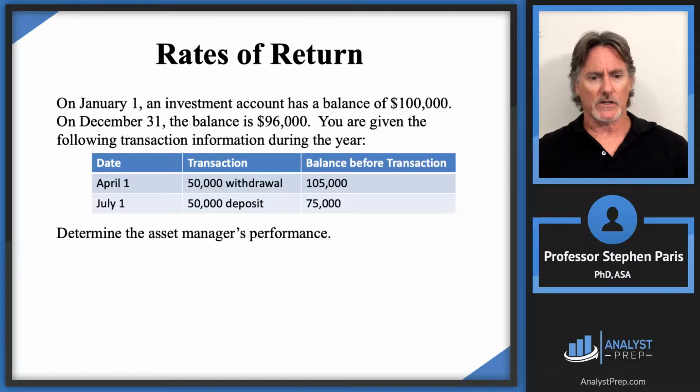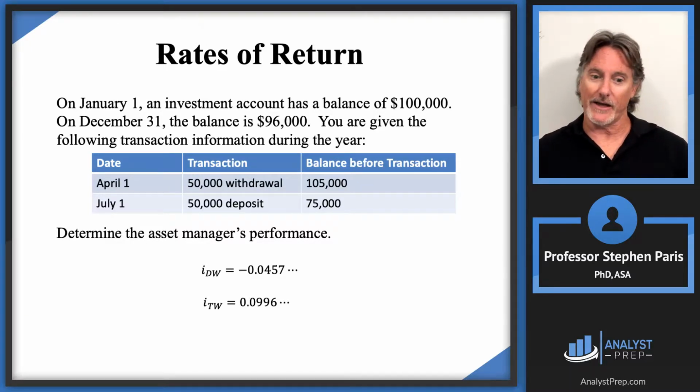In one slide, let's say that we have the same setup that we have here, and the question was just to determine the asset manager's performance. Well, if you used a dollar weighted rate of return, you're going to say the asset manager's performance was not that good. There was a negative 4.5% return on assets. However, if you used a time-weighted rate of return, you're going to say, oh, well, the asset manager did pretty well. There's almost a 10% return on assets, or 9.96% would be what the time-weighted interest rate would be.